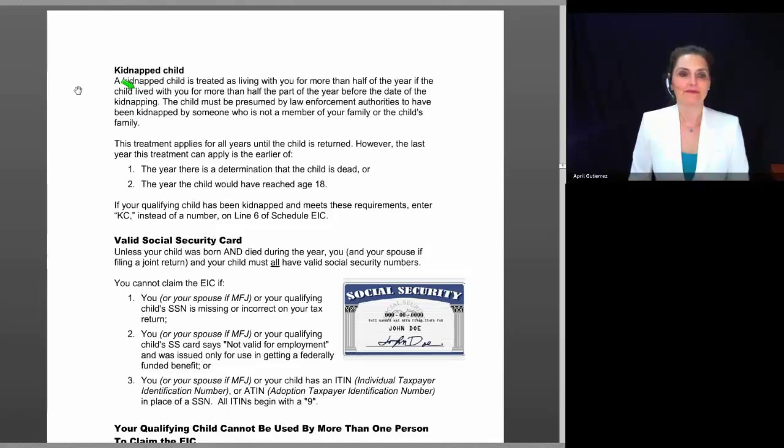Kidnapped child. A kidnapped child is treated as living with you for more than half of the year if the child lived with you for more than half of the part of the year before the date of the kidnapping. The child must be presumed by law enforcement authorities to have been kidnapped by someone who is not a member of your family or the child's family. The treatment applies to all years until the child is returned. However, the last year this treatment can apply is the earlier of the year that there is a determination that the child is dead, or the year that the child would have reached the age of 18.